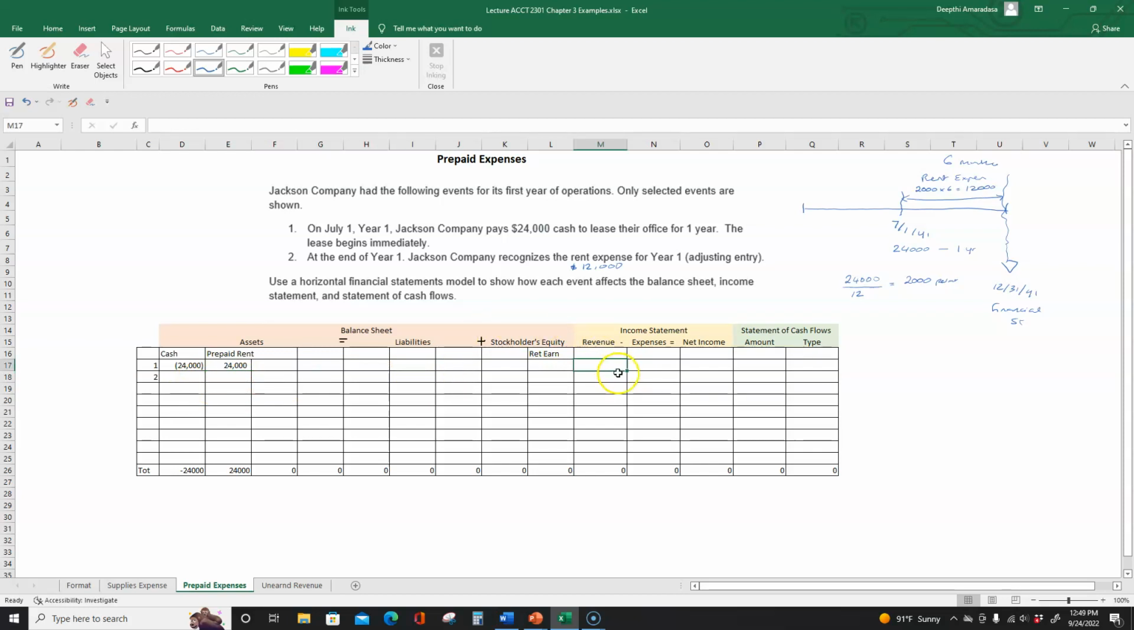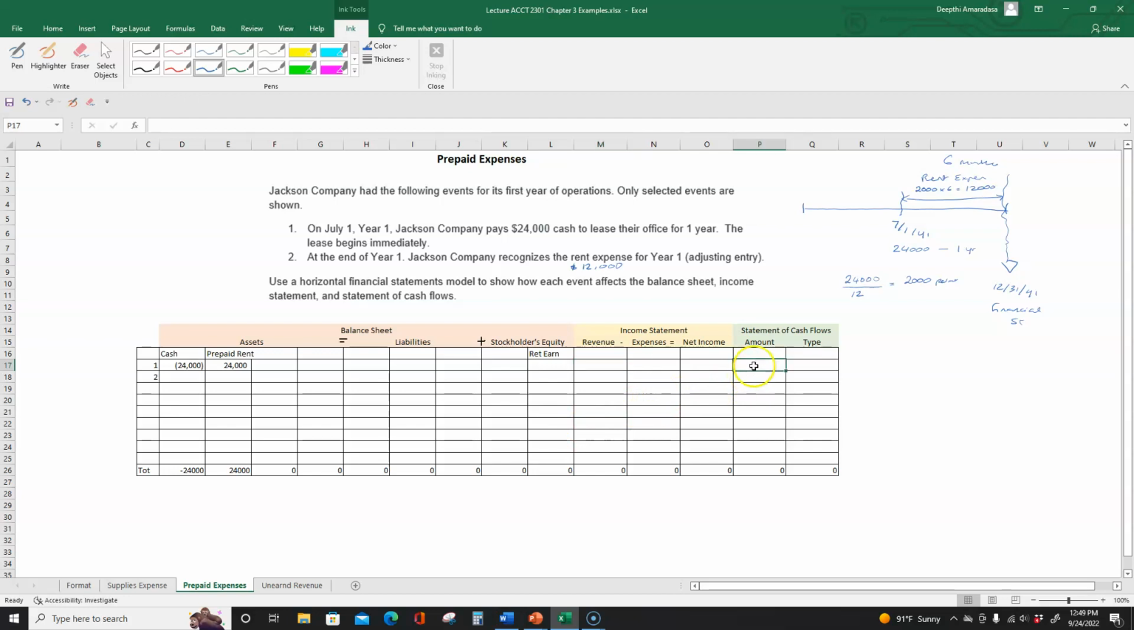Now let's look at the income statement. Did this transaction affect the income statement? No, it did not. Cash and prepaid rent are not revenues or expenses, therefore, the income statement is not affected by this transaction.